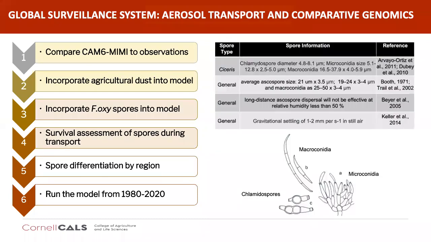The next steps here are incorporating Fusarium oxysporum spores into the model and conducting a survival assessment of the spores by killing them during transport. These tasks are informed by comparative genomics findings, which assemble spore traits that influence dispersal and atmospheric survival, such as size, shape, and ranges of temperature, humidity, and pressure under which they are able to live.